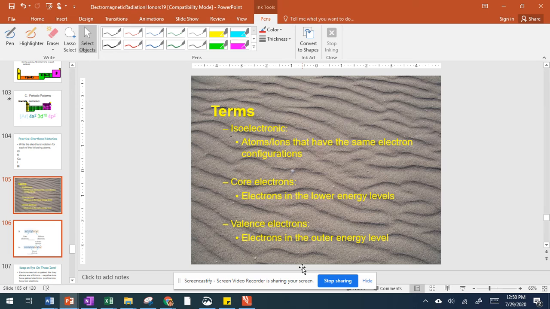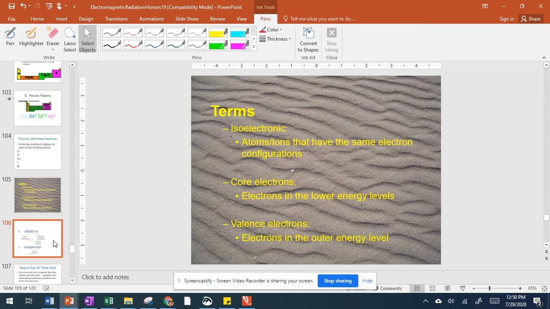Another term you will see is that when we're looking at configurations, some electrons in that configuration will be the core electrons. Those are the ones in the lower energy levels. Typically, these will not be disturbed when we form ions. The valence electrons, those electrons in the outermost energy level, will be the most important electrons, and those will be either lost or we will add electrons to those valence electrons.